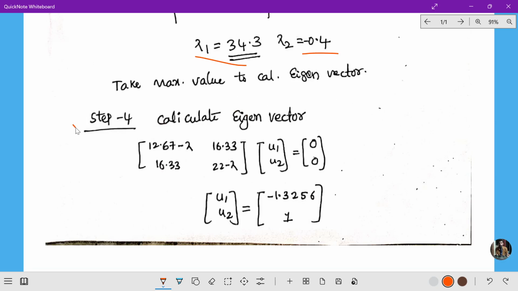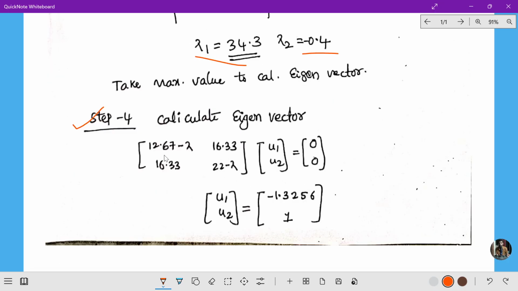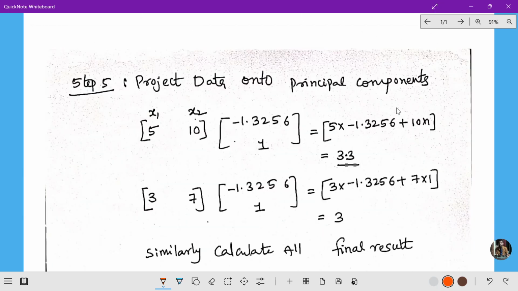So in the algorithm, the fourth step is to calculate the eigenvector. So this we already have. Again, in order to calculate the eigenvector, we need to take this matrix. So this is equal to u1 comma u2 is equal to 0 comma 0. Okay, so this is the method. 12.67 minus lambda, 22 minus lambda. Again these values u1 and u2 is equal to 0. So when we do this calculation, this is something like a matrix calculation. After completion of this one, we are going to have u1 is equal to this value, u2 is equal to this value.